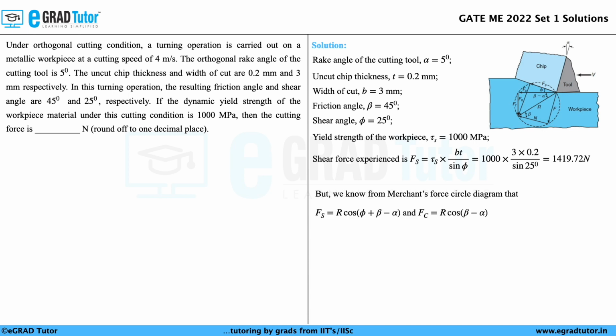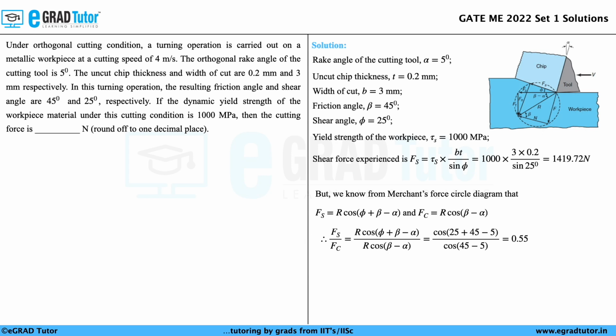From the merchant circle diagram shown, we know that the shear force can be written as R into cos(phi plus beta minus alpha), and the cutting force Fc can be written as R cos(beta minus alpha). Taking the ratio of shear force to cutting force, we get R cos(phi plus beta minus alpha) by R cos(beta minus alpha).